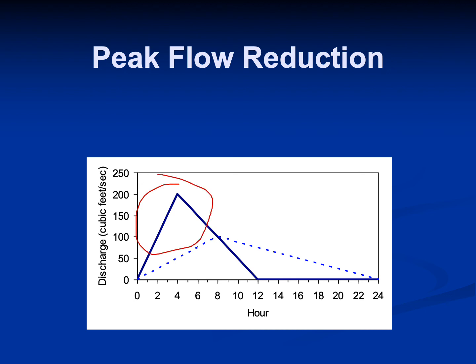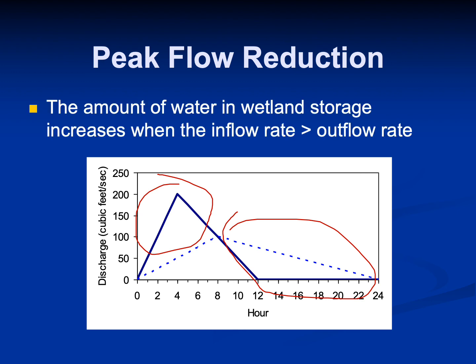So, in this region. In contrast, the water level in the wetland is declining during the period when the outflow hydrograph is above the inflow hydrograph. Shown here. I should have said that the dashed line represents the outflow hydrograph. The difference between these hydrographs is the volume of water that goes into temporary storage. So during the rising limb, this difference between the hydrographs represents water that's going into storage in the wetland environment.